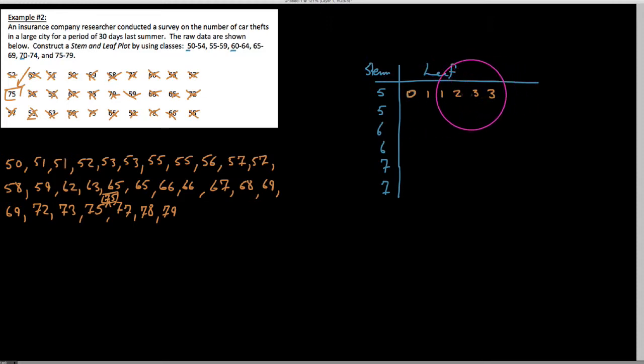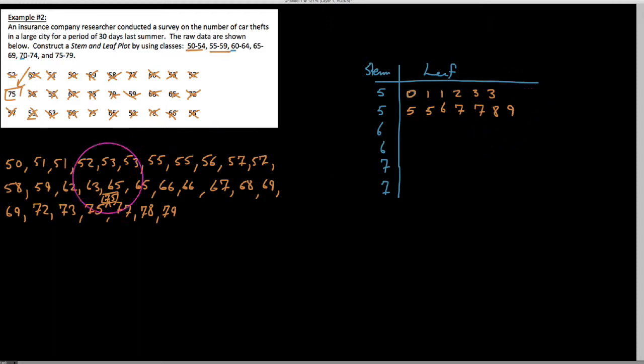I don't have a 54, but see, here's the thing. Since we're using classes from 50 up to 54, and then 55 to 59, this 55 right here and this other 55 actually are going to live right below these here. So I say 55, 55, 56, 57, 57, 58, 59, okay?